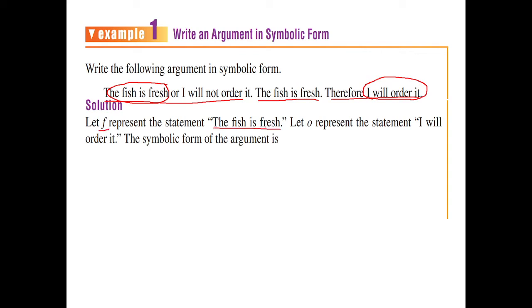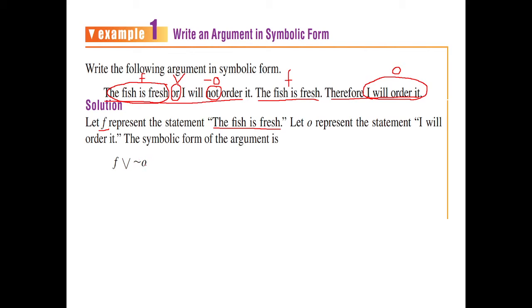So I will represent the fish is fresh with the letter F. Next, the letter O: I will order it. And this one has the word not. What symbol do we put to make it not O? Okay, the minus or negative. And what is the symbol for or? Okay, V. So in symbols, that is our first premise: the fish is fresh, or I will not order it.